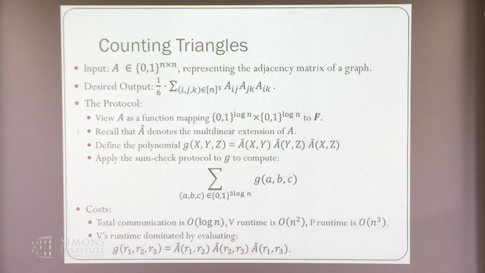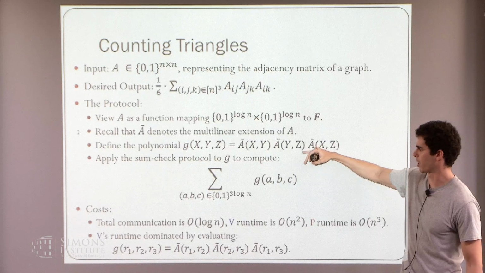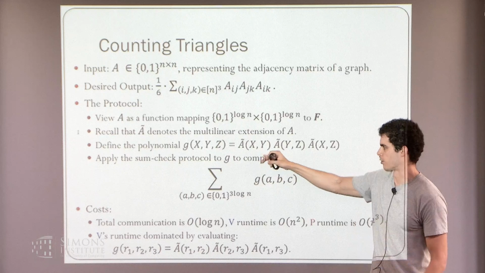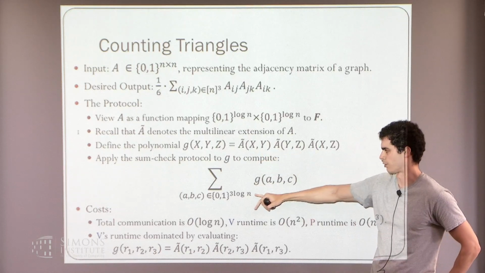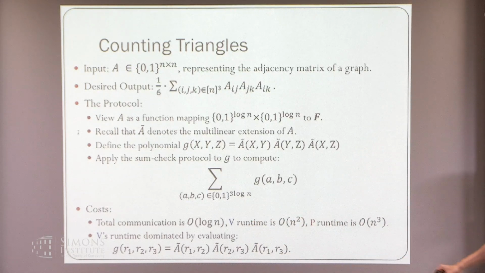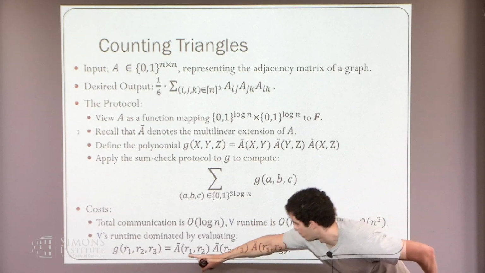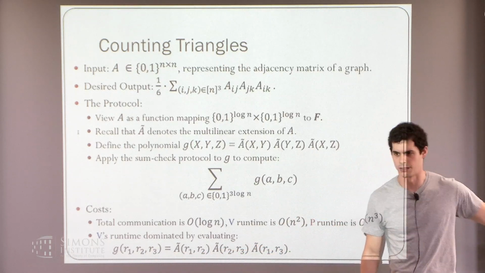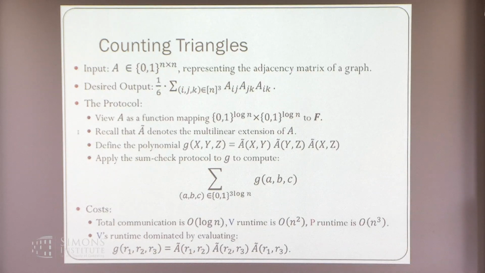Okay, so again, the protocol just applies sum check to this 3 log n variate polynomial. What are the costs? Because g has degree at most 2 in each variable, and there's only logarithmically many variables, the total communication is only logarithmic. The verifier just has to evaluate the multilinear extension of A at 3 points, and I mentioned in the previous hour that each of those evaluations can be computed in linear time, n squared time.